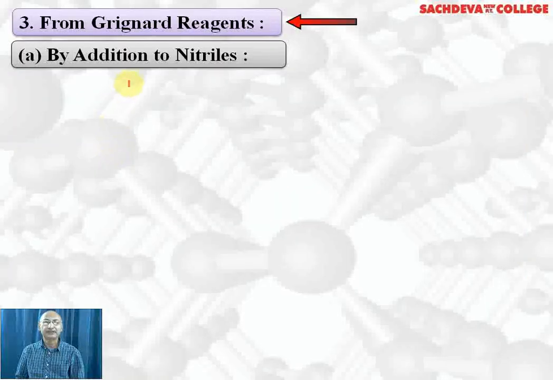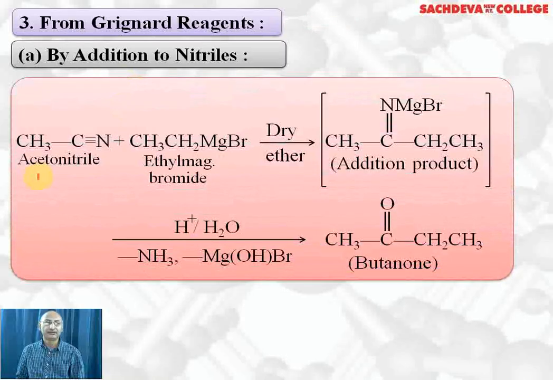Next method is by using Grignard reagent. We have taken acetonitrile or methyl cyanide, which is being reacted with ethyl magnesium halide. Remember, this group becomes polar, so nitrogen becomes negatively charged, carbon becomes positively charged, CH3CH2 gets attached to this carbon, and nitrogen is attached with MgBr, which we have shown here. This is the intermediate addition product.